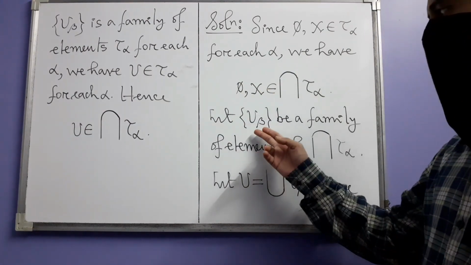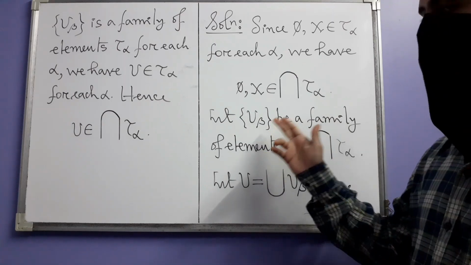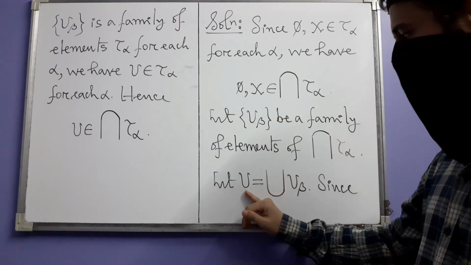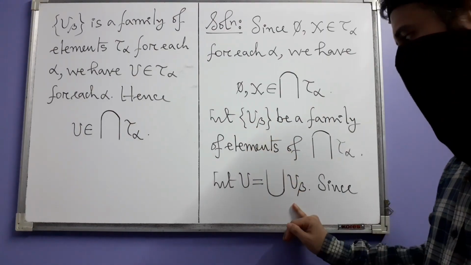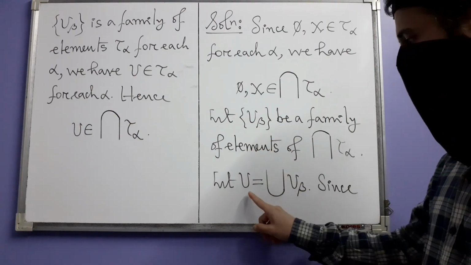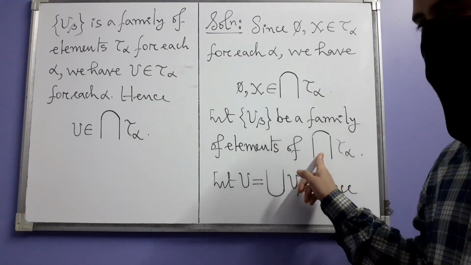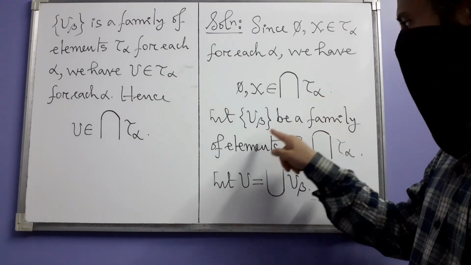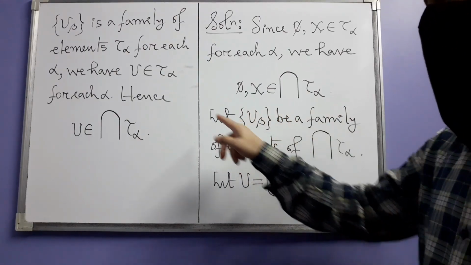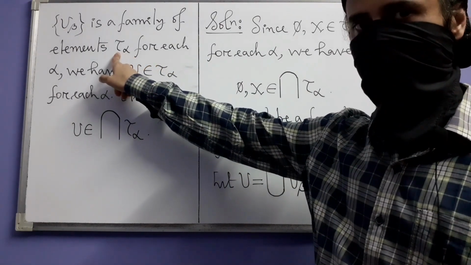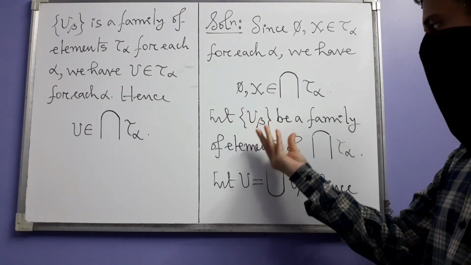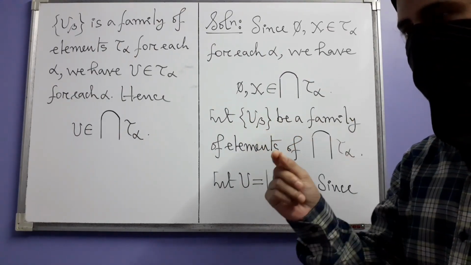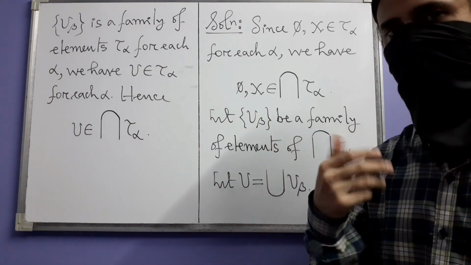So next we consider any arbitrary family U beta of elements in this intersection, and let U be the union of the elements in this family. Our aim is to show that this U also belongs to this intersection. Now for each index alpha, this is of course also a family of elements in tau alpha. What does it actually mean for this to be a family of elements in this? It just means that for each index beta, U beta belongs to this intersection as an element.